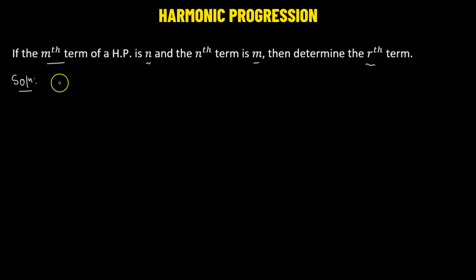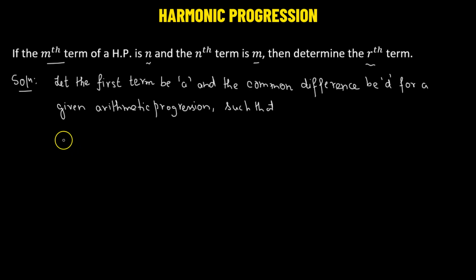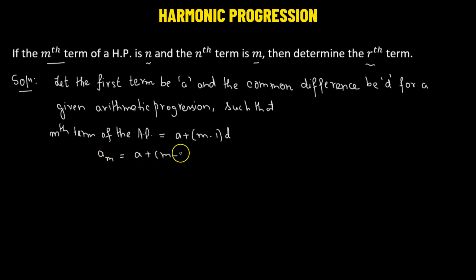We will consider the first term to be a and the common difference to be d for an arithmetic progression. So we can find out the mth term of the AP. So the mth term of the arithmetic progression will be given by a plus m minus 1 times the common difference d. We're going to label this as number 1.